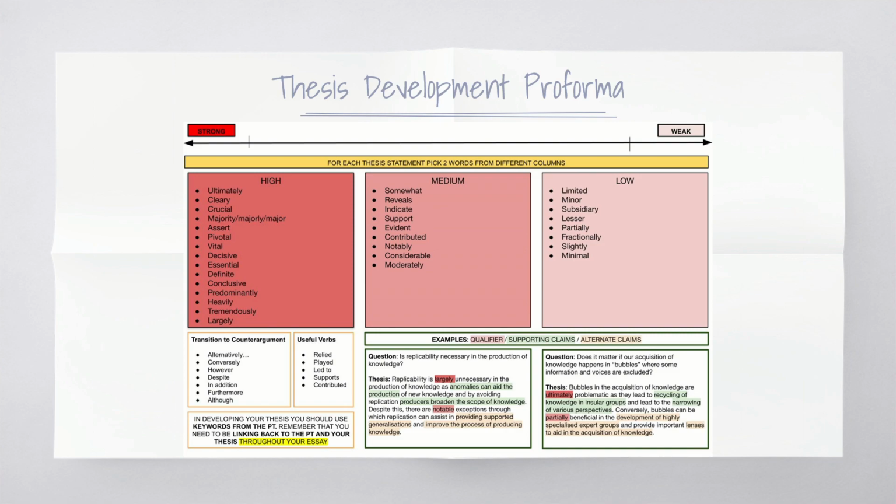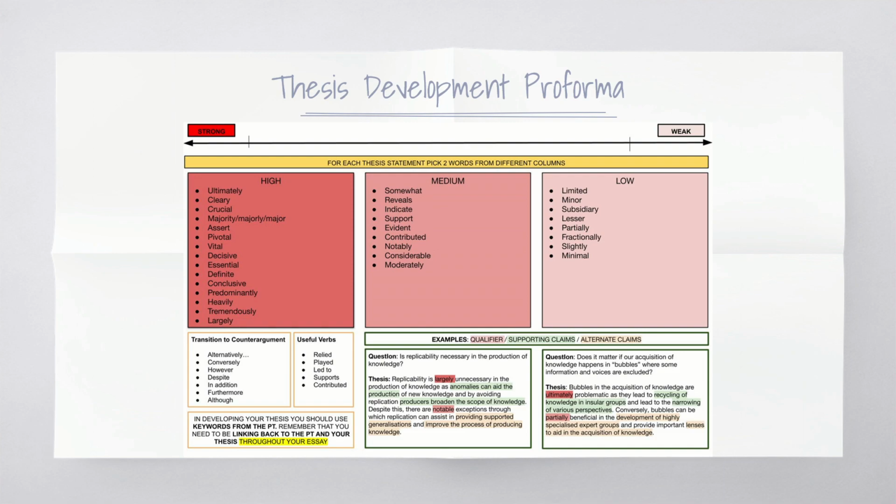So you need to pick 2 words from 2 different columns. For instance, I've given you the examples here. Is replicability necessary in the production of knowledge? And I've said that replicability is largely necessary. So I've picked a high modality word. Okay, you can see that I'm more strong on that side of the argument.